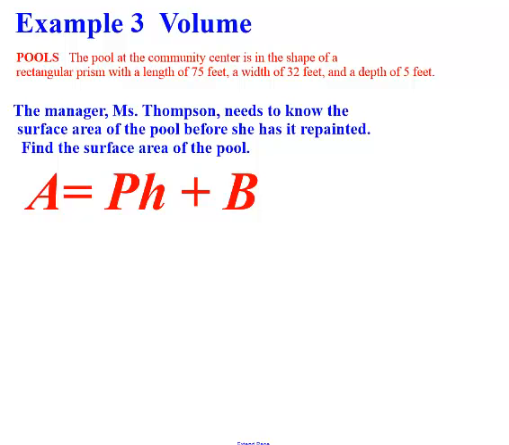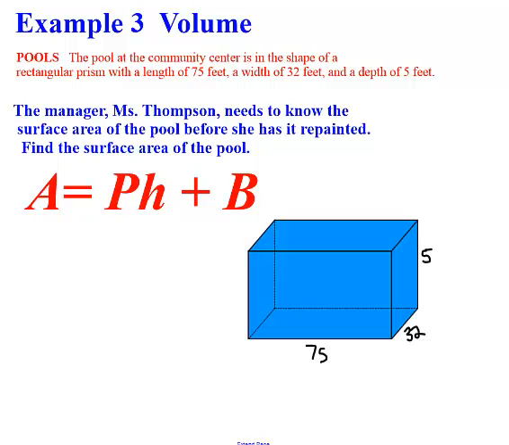So the first thing I want to do is bring up my surface area formula. The surface area of the pool consists of the 4 sides and 1 base. Okay, so the first thing I want to do is draw a picture of this pool and label it. Okay, now I can start plugging into my formula. So the perimeter of the base would be 75 plus 75 plus 32 plus 32, which gives me 214. I'm going to times that by the height, which is 5.